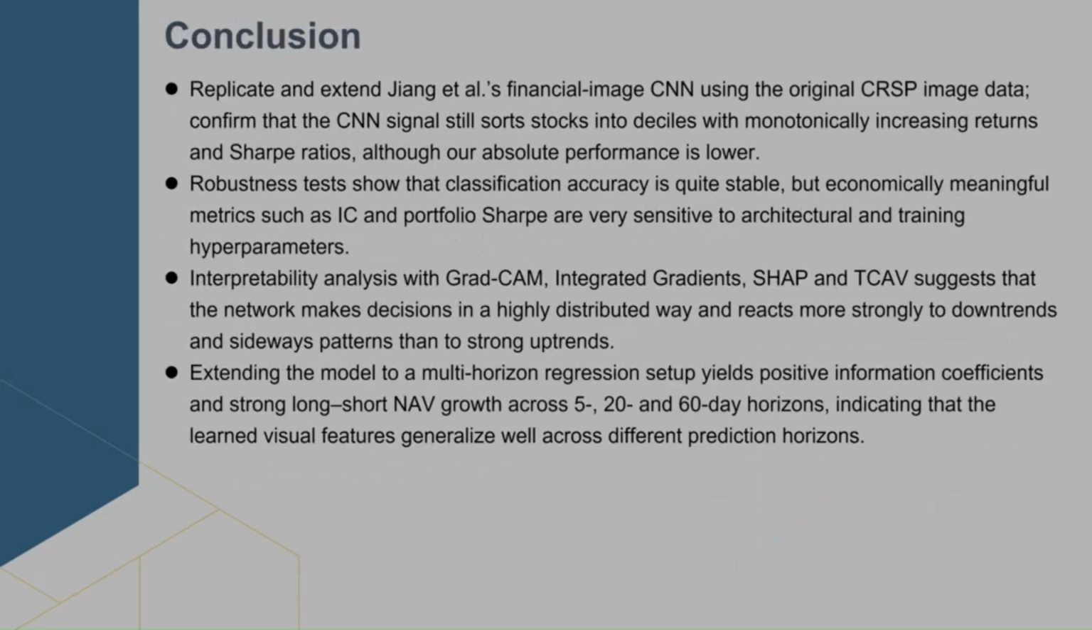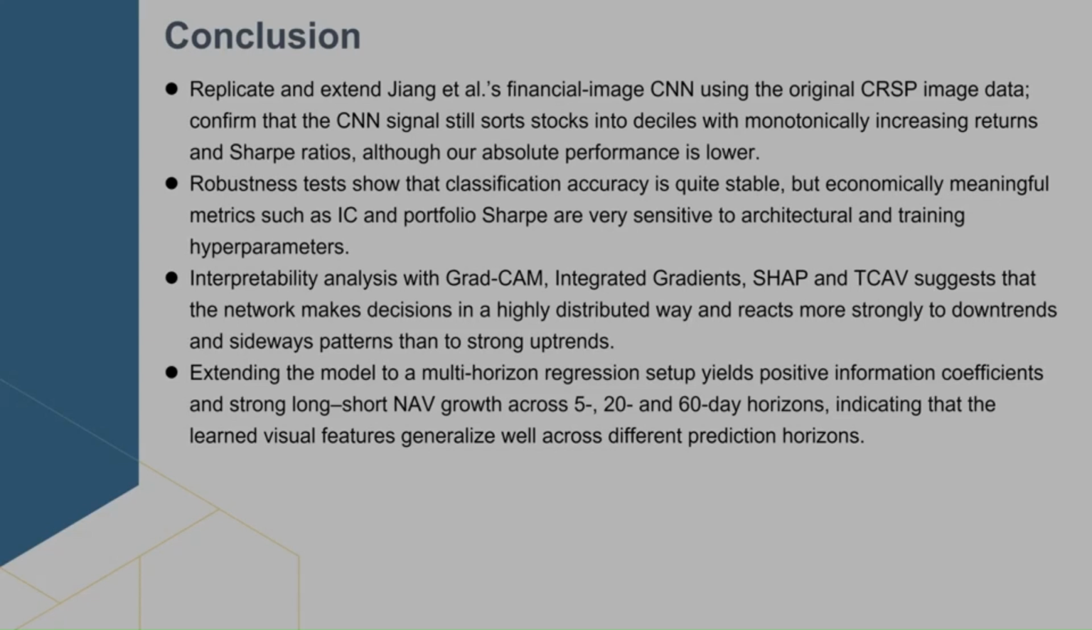The results are that for 5-day, the Sharpe is about 0.045 and total return is about 26 times. For 20-day, the Sharpe is about 0.039, total return is about 19 times. For 60-day, the Sharpe is about 0.028 and total return is about 22 times. So all three curves trend upward, which indicates consistent predictive power across horizons.